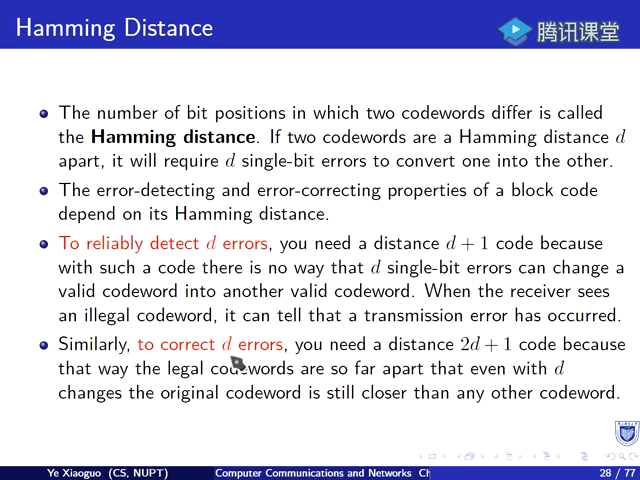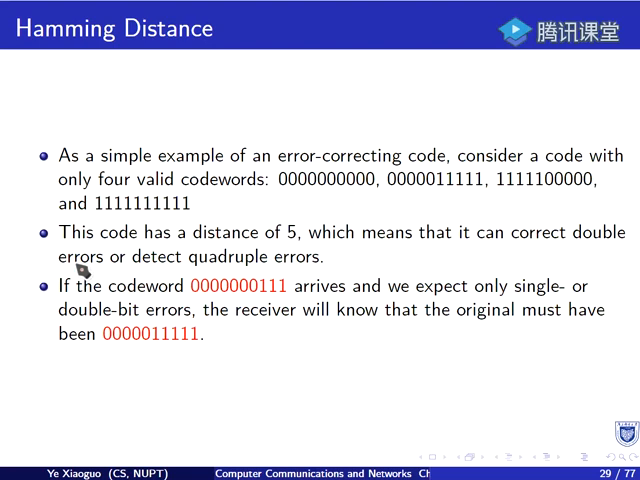Similarly, to correct d errors, you need a distance 2d plus 1 code, because that way the legal code words are so far apart that even with d changes, the original code word is still closer than any other code word. That is the principle of Hamming distance. So this is about the Hamming distance.